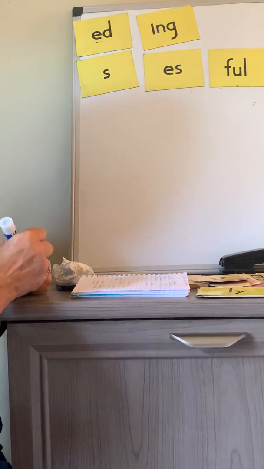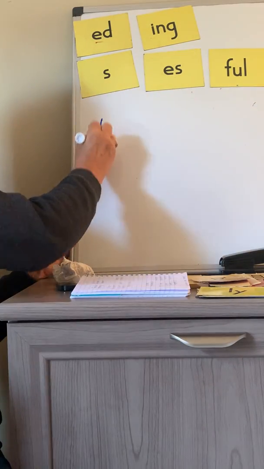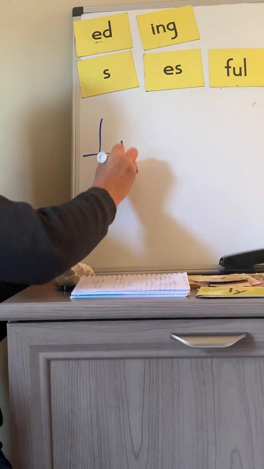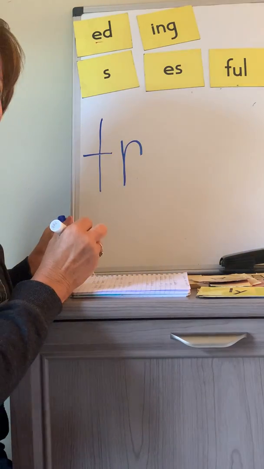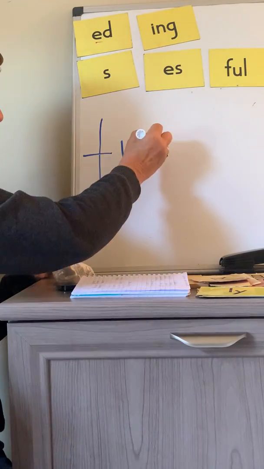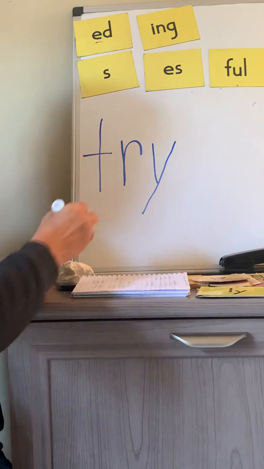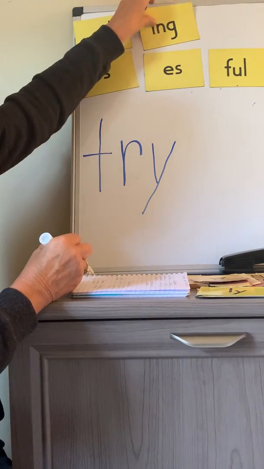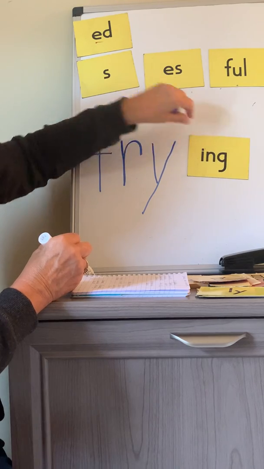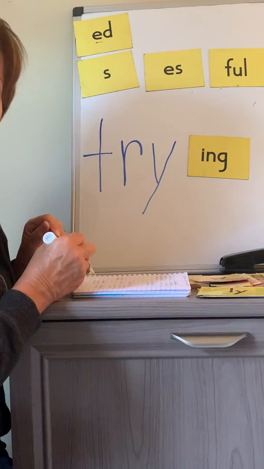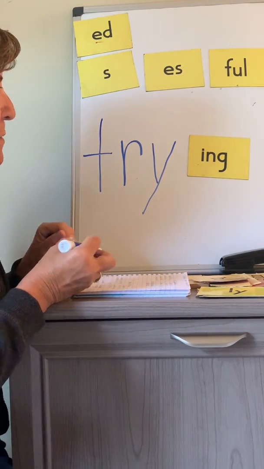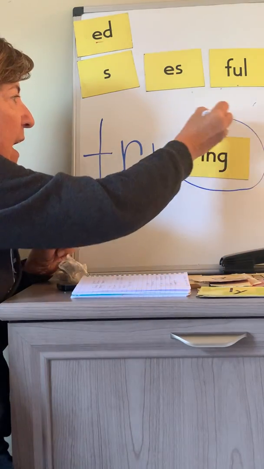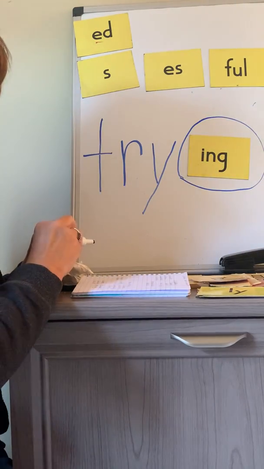T-R-I. Now what's making that I sound? Y. Try. To make it trying, I'm just going to add on the ing. Try, trying. Let's mark it. Put the ing in the black hole.